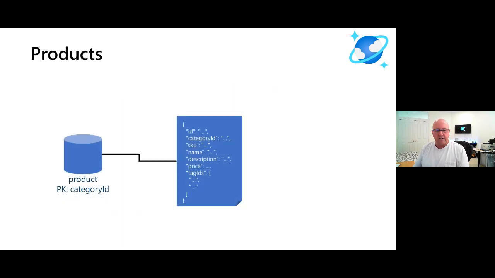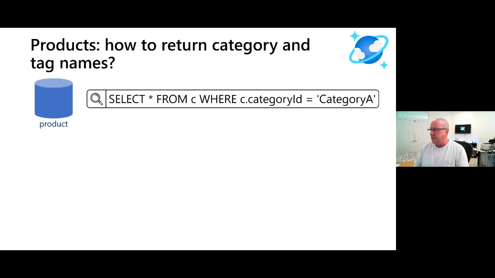Okay, so category ID is, I think, going to make a good partition key here, and it'll allow us to retrieve all the products for that category pretty efficiently. I have another problem here though, and that is every time I query for products in that category, I get a category ID, and then I get a bunch of tag IDs. But what I really want to do is display the category name, and I also want to display the tags as well for each of the products. So how do I do that?